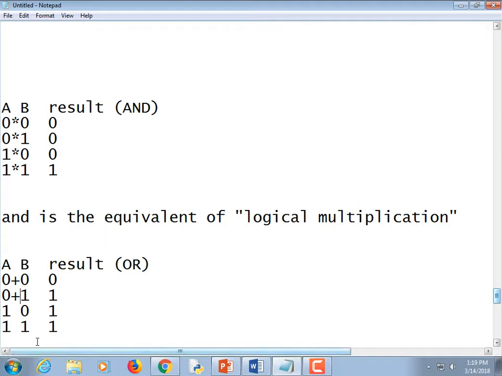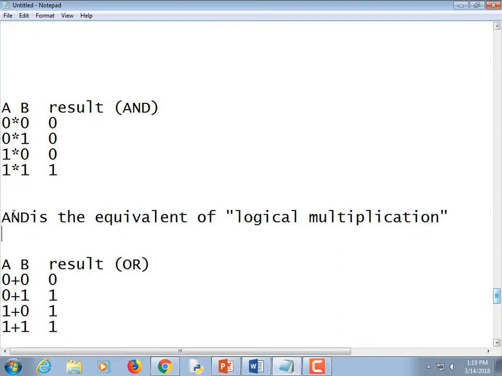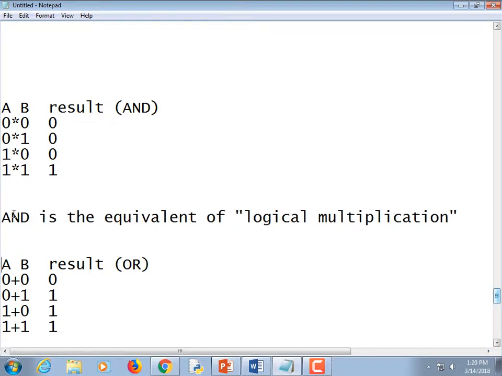0 plus 0 is in fact 0. 0 plus 1 is 1. 1 plus 0 is also 1. Now 1 plus 1, okay, that's a little bit different, but just remember that in the Boolean world, there's only 2 possible values, 2 possible numbers, 0 and 1. So that's why 1 plus 1 is equal to 1, because it means not false, right? So hopefully we can see that or is the equivalent of logical addition.